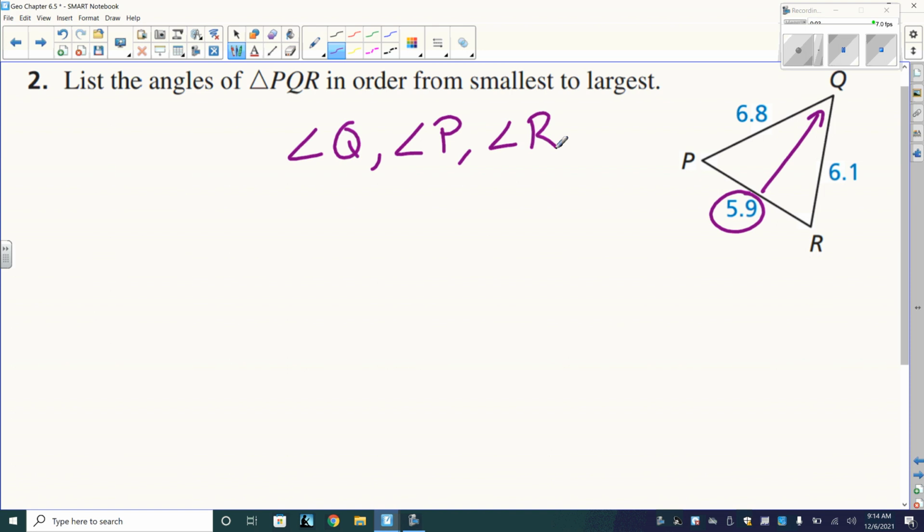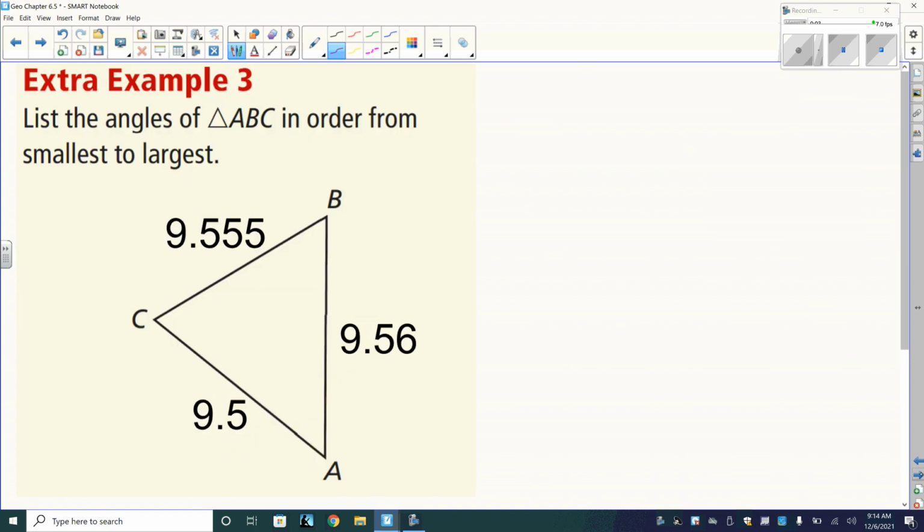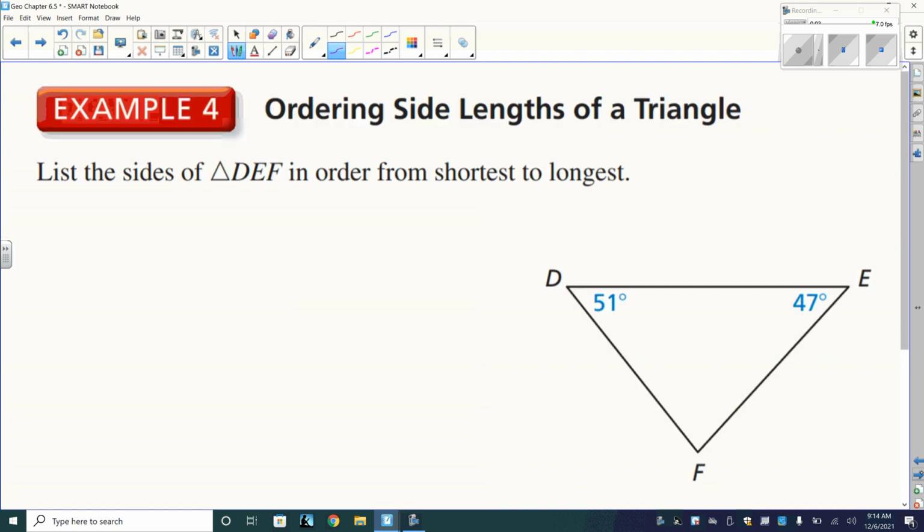Questions on this here? I feel like we feel comfortable with naming the angles from smallest to biggest, yes? Or we can go biggest to smallest, it's just going in the other order.